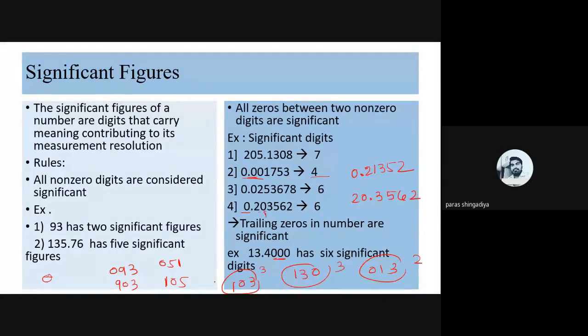Okay. Is the concept of significant number clear? Have you any doubt in any example? Yes, anyone have a doubt? If 0 is at the starting, then don't count it, okay? If 0 is in between or after, then that will be counted as a number.